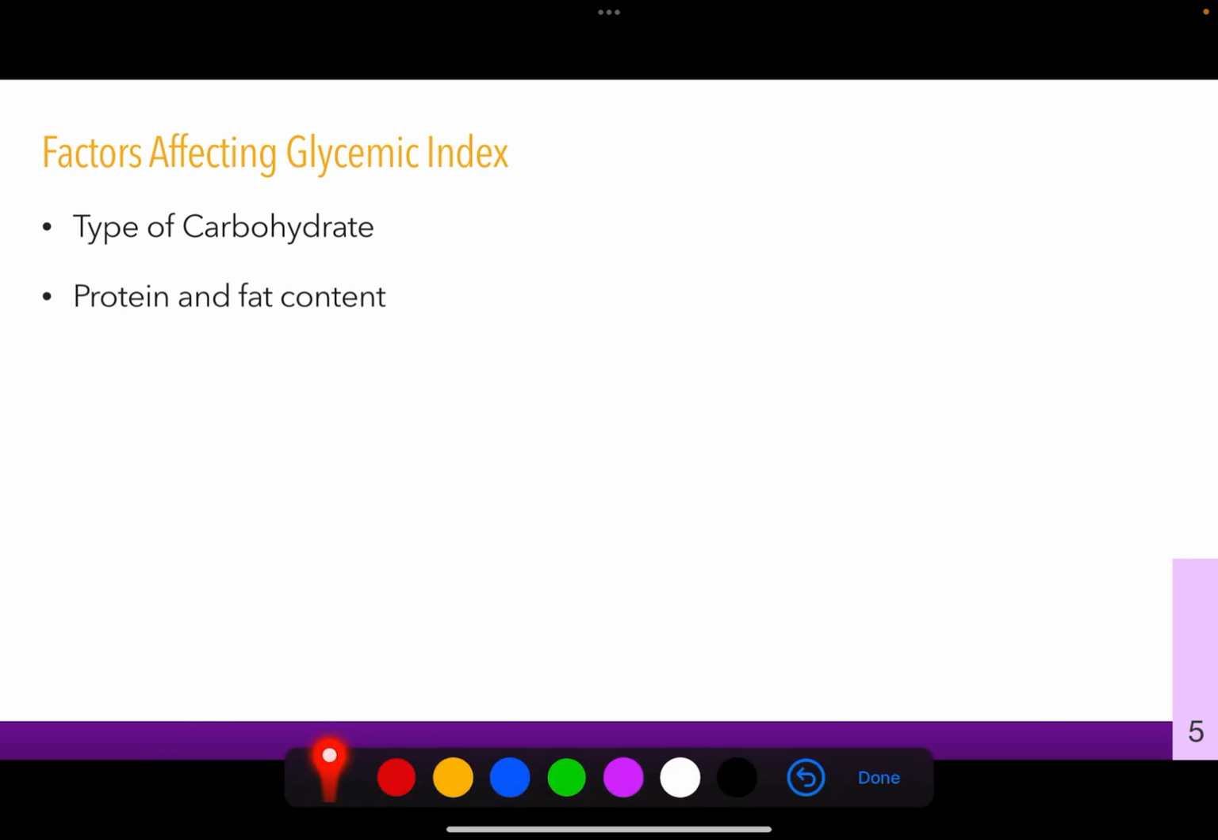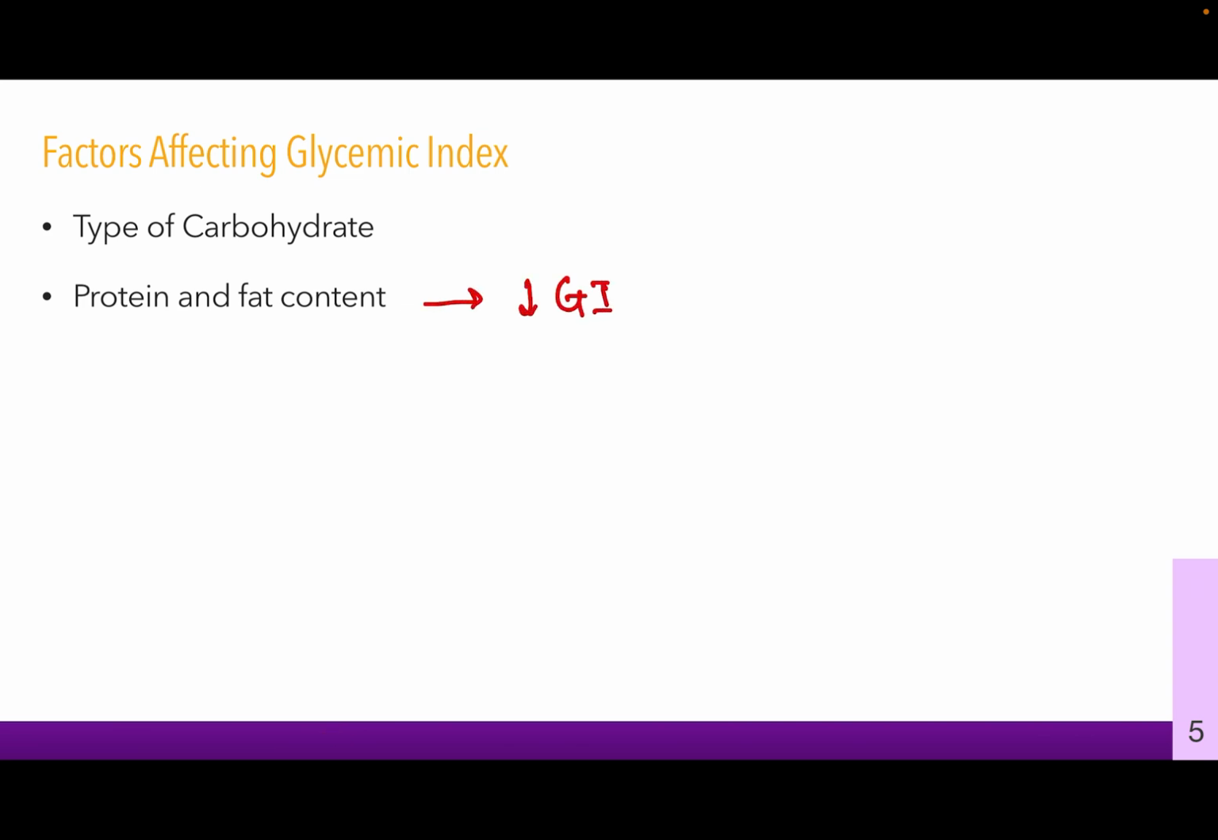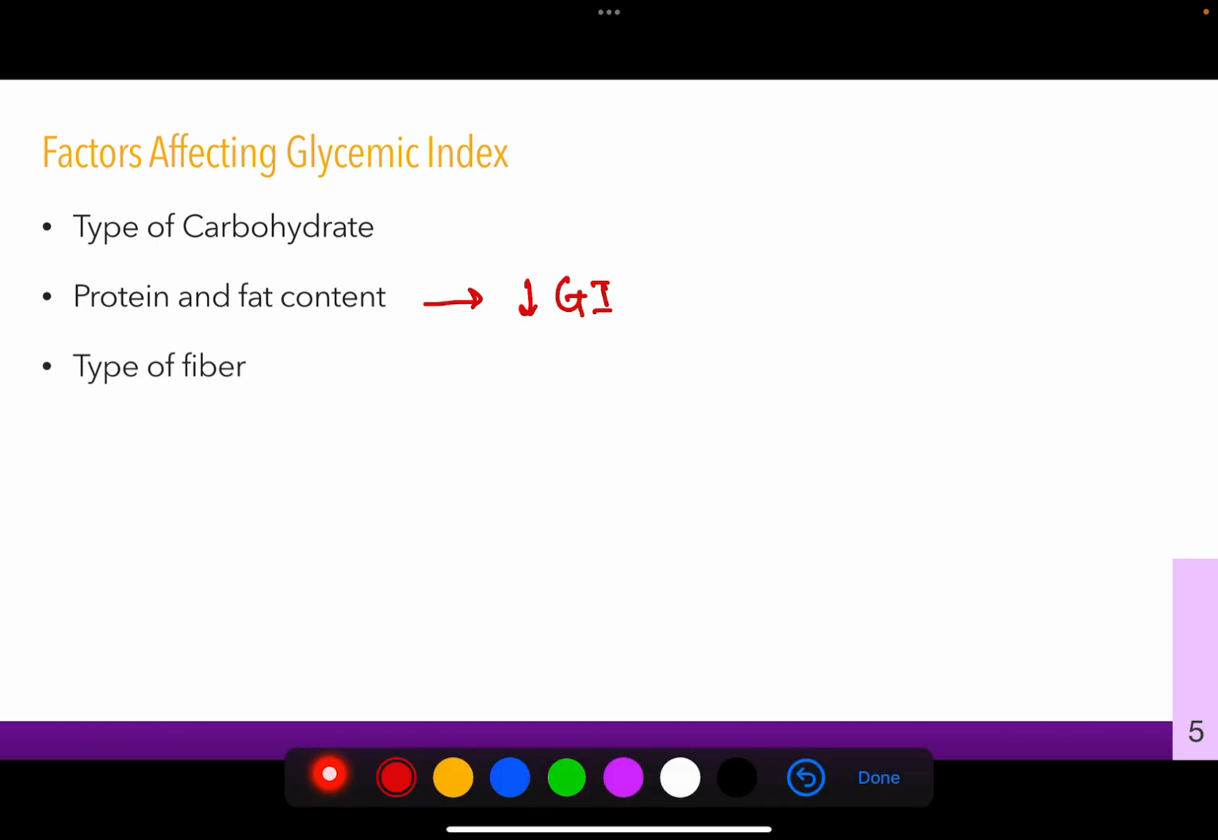Protein and fat content. Protein and fat content as such do not contribute to the rise of glucose levels in the blood. So if the protein and fat content in the food is high, then it will reduce the glycemic index. Type of fiber. Water soluble fiber delays the postprandial rise. I'm telling you, water soluble delays.